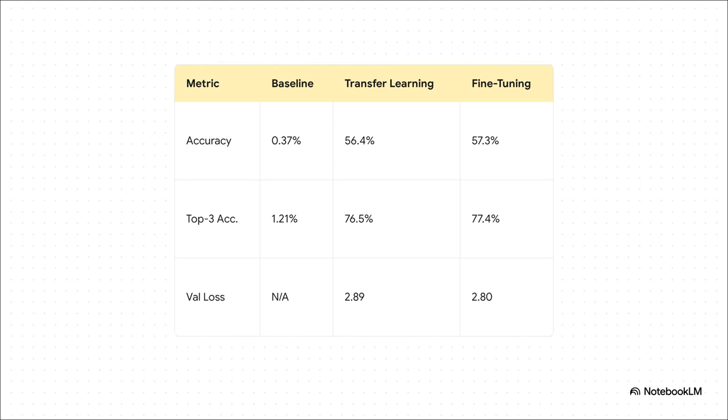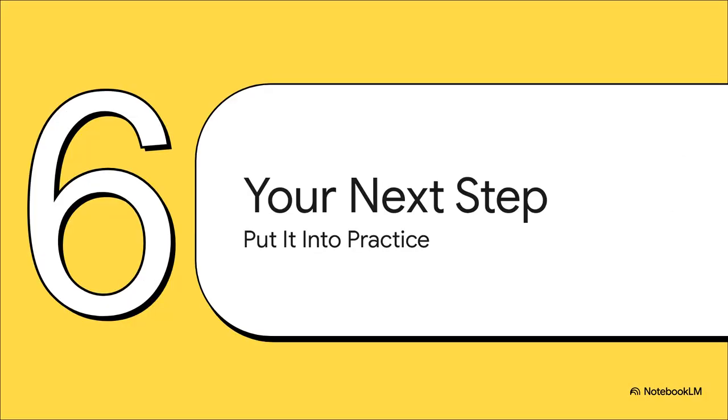This table really tells the whole story. But look at that top 3 accuracy. That is especially impressive. It jumped from about 1% to over 77%. That means for any given image, there's a 77% chance the correct car is in our model's top 3 guesses. That just highlights how incredibly effective this whole strategy was. So we've walked through the entire workflow, from getting the data ready all the way to a final high-performing model. The big takeaway here is that transfer learning does most of the heavy lifting, and then fine-tuning comes in to add that last layer of expert polish.